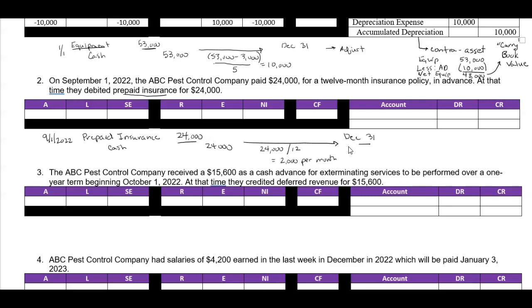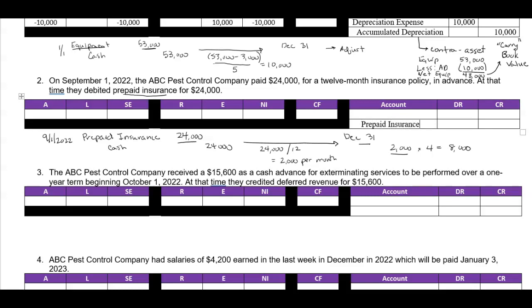Now, how much have I used? Well, we bought it in September. It's now December 31st. So that would be all of September, all of October, all of November, and all of December. So I use $2,000 per month for 4 months, or a total of $8,000 of that policy has expired and is no longer valid for me. Since I need to expense that $2,000 a month, I need to expense 4 months' worth. What happens? My prepaid insurance is being reduced. I debited prepaid to create it, so I'm going to credit the prepaid to reduce it.